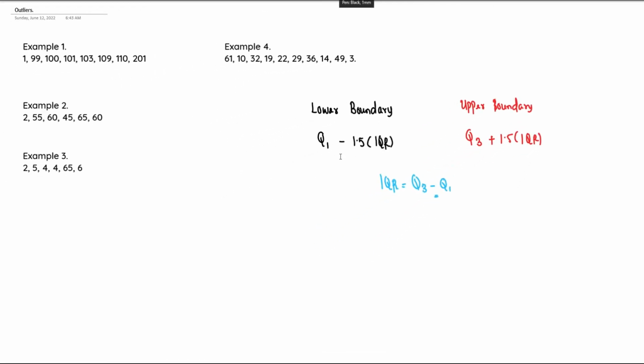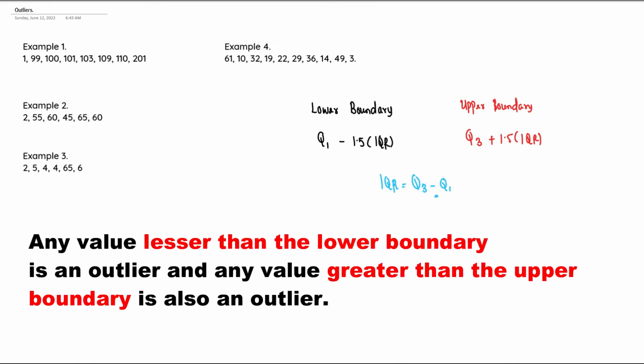So once we have the lower boundary and the upper boundary, then we can extract out the outliers present in that data set. And how do we do that? Any value lesser than the lower boundary is an outlier, and any value greater than the upper boundary is also seen as an outlier.